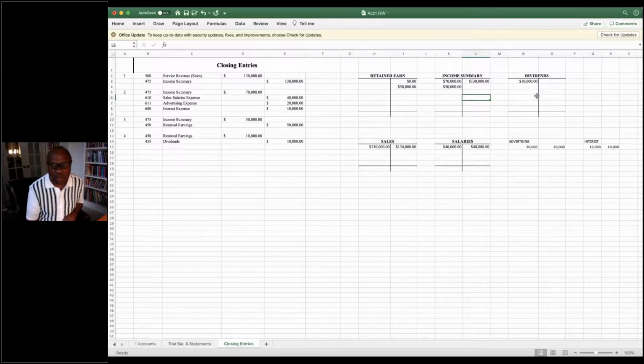And then when we post in the dividends, our balance in the account would be what? 40,000 instead of 50. 40,000.